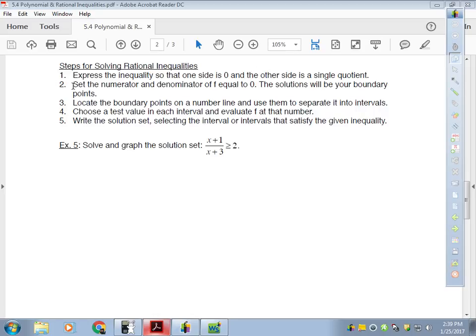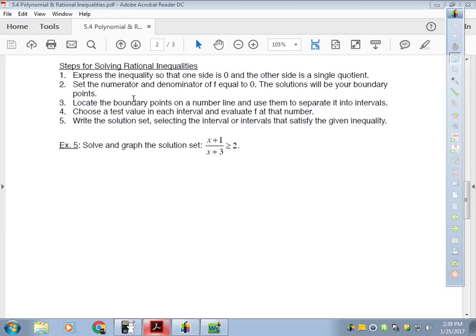Once you've done that, the second thing to do is take the numerator and the denominator, the top and bottom of the fraction, and set them both equal to 0 and solve. Those will be the solutions that will give you your boundary points. Step 3, put your boundary points on a number line. Step 4, pick a test value and plug it in to see whether it's positive or negative. And then step 5, pick your solution set.